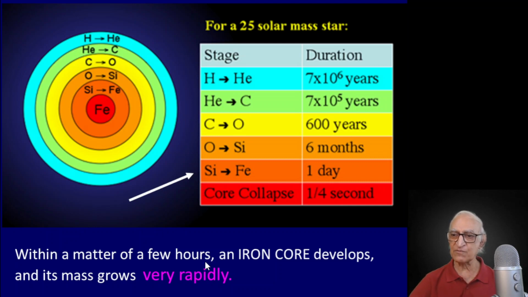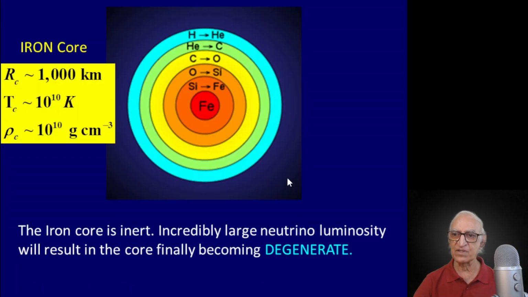So within a matter of a few hours, this iron core is formed and has now become degenerate. Why does it become degenerate? Because the cooling due to neutrinos now far exceeds any heating. In fact, there is no heating. Iron core will not fuse by itself, and so it will become degenerate. So the mass of this iron core will grow very dramatically, very, very fast, because silicon is being converted to iron in a matter of hours. And at some stage, it will become degenerate.